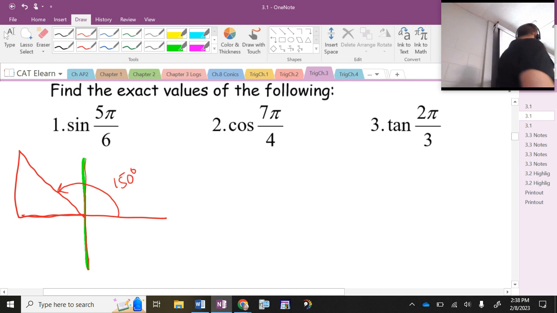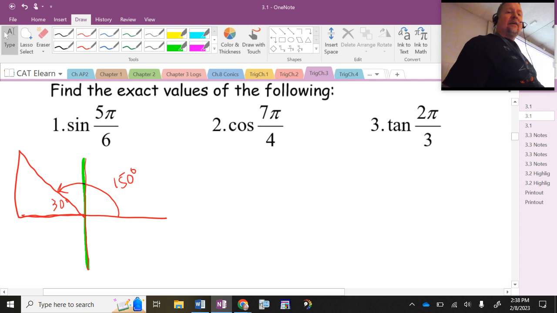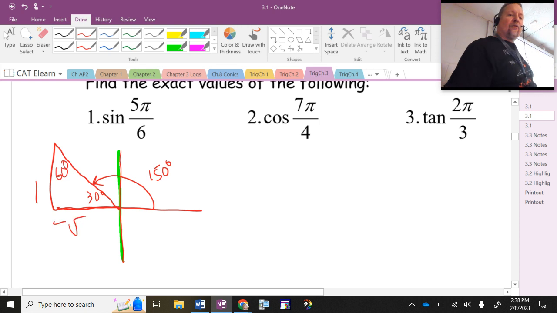So what's this reference angle right here? What is it? 3, 2, 1, go. 30. And then I got to make decisions. The other math teachers are doing something different on memorization. I'm a triangle guy. What's this side measure? Because then you only have to remember one thing. And what's this side measure here? It is negative root 3. And then what's this side measure? 2. And now I can do sine. What sine?